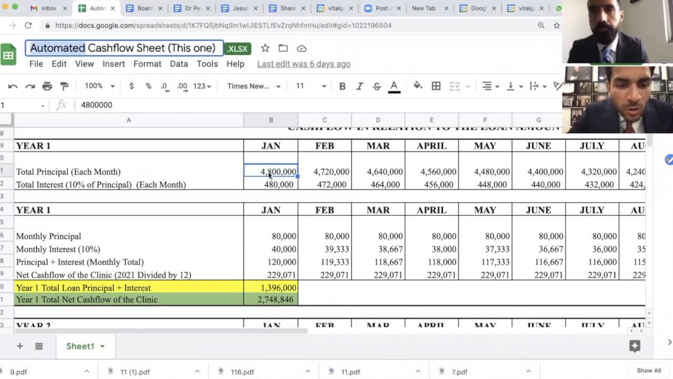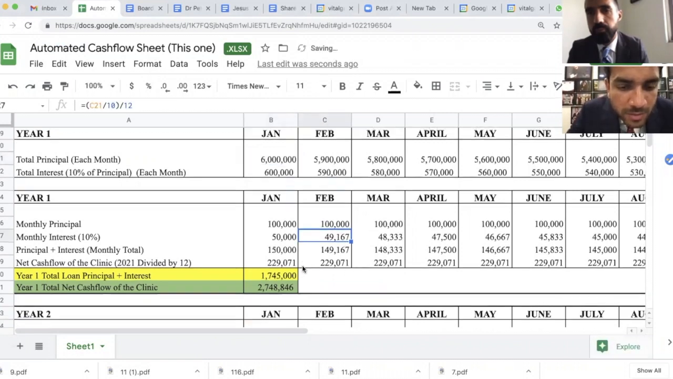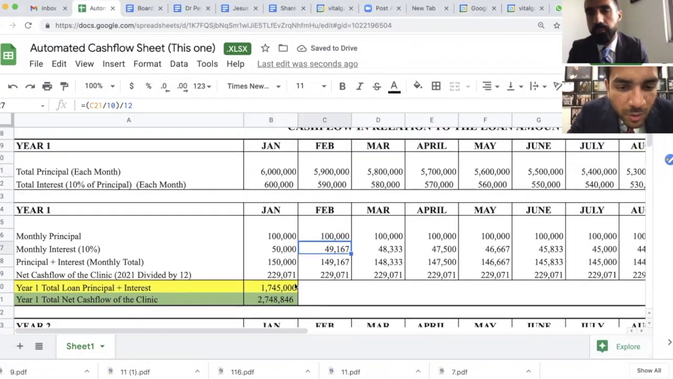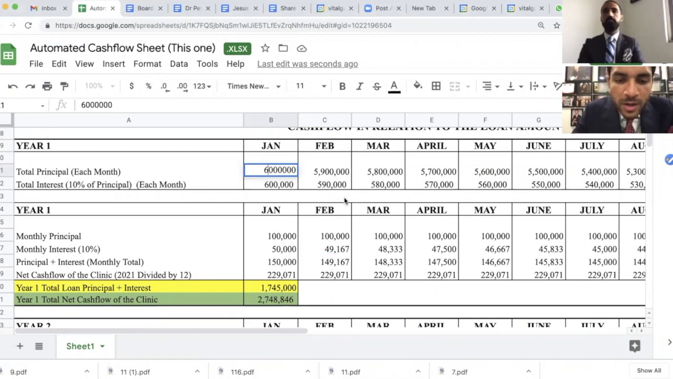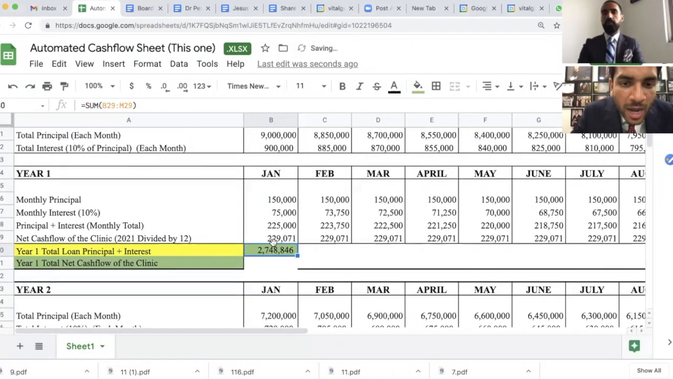Look what happens. I write this amount, 6 million. Everything got changed. All right. I wrote here 9 million. You see what happened? It's too close. The bank is not going to give the money here. So I know I cannot go up to 9 million.